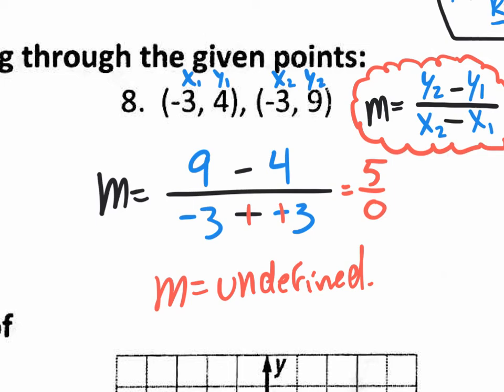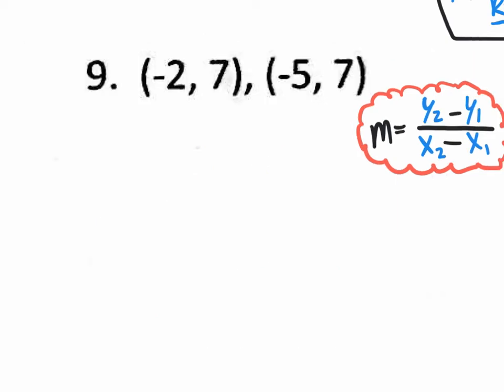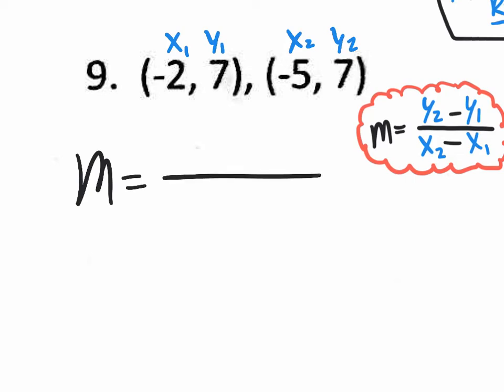Let's try number 9. So here's number 9. Again, you're going to label your coordinates x1, y1, x2, y2. You're going to start your formula. M equals division, subtraction. Plug in your y2 value, which is 7. Plug in your y1 value, which is 7. Your x2 value is negative 5. Your x1 value is negative 2. The minus minus changes to plus plus.